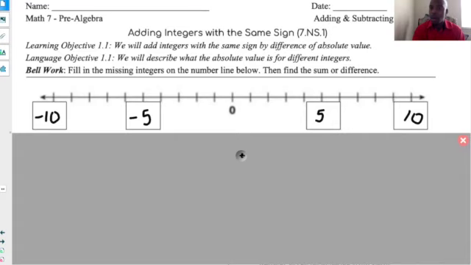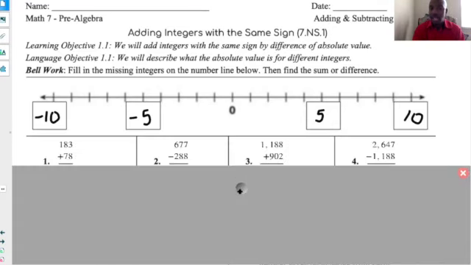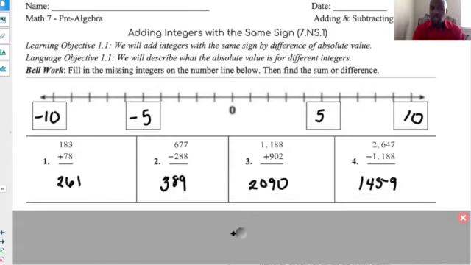Now the second part of your bell work, which is to add and subtract some numbers, you should have got 261, 389, 290, and 1459, and these are our 4 answers to these 4 problems. If you had a problem with any of these, maybe with carrying or remembering to take away one from the bigger number to the left, something along those lines, we can always review that later if this is a place where you feel weak. But I want to talk about adding integers with the same sign.